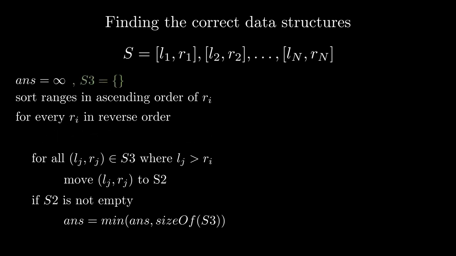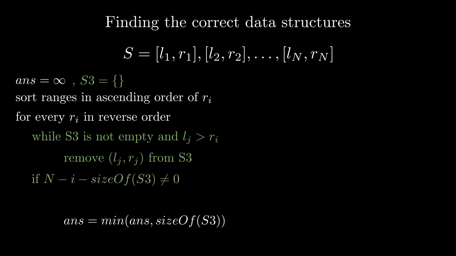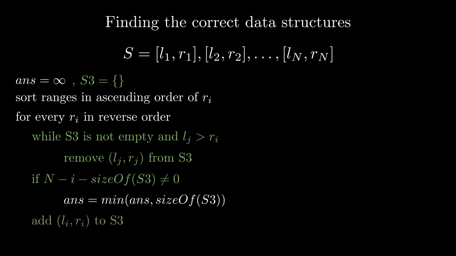We can completely remove the notion of subset 1 and subset 2 from the pseudocode by rearranging a bit. Define S3 as the empty set. Inside our for loop, we need to remove all Lj, Rj such that Lj is greater than Ri. Now, the size of S1 is i, and therefore the size of S2 will be n minus size of S1 minus size of S3, which is nothing but n minus i minus size of S3. And this size should not be 0. Only then can we update the answer.